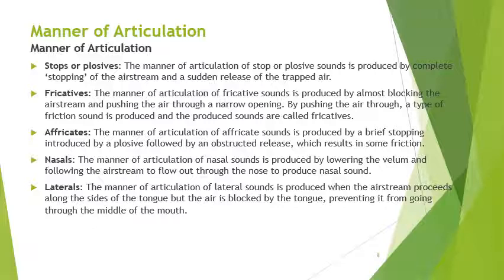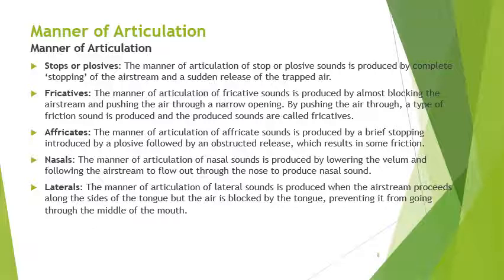of the trapped air. That is to say, when air flows from the lungs, that air is being stopped completely at the vocal tract, and there is a sudden release of this air. That is why it's called plosives or stops. And the sounds produced are P, B, T, D, K, G, according to being voiced or voiceless.